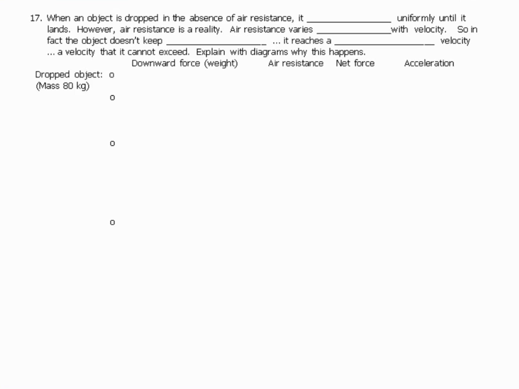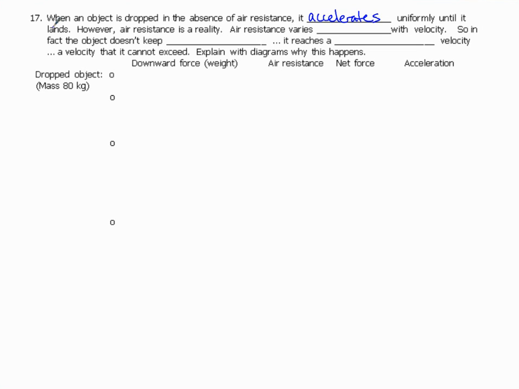Okay, so we are in Unit 3. We're at the bottom of page 9, starting on number 17. When an object is dropped in the absence of air resistance, it accelerates uniformly until it lands.